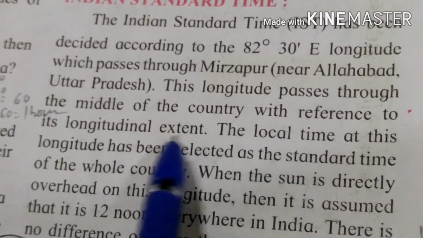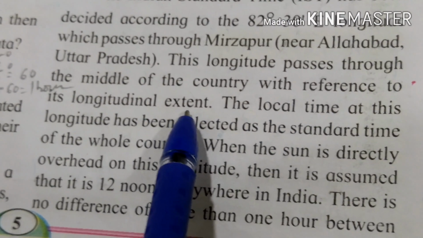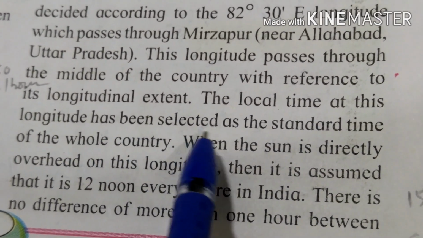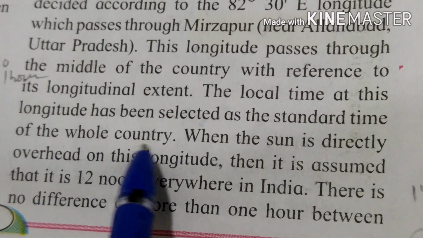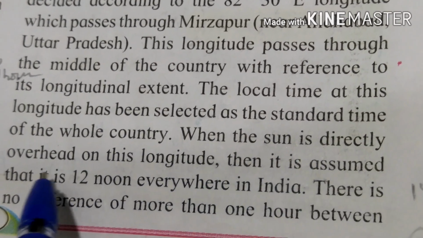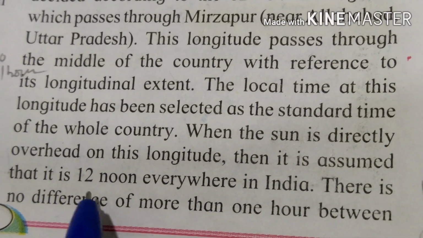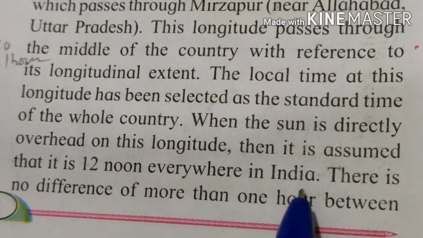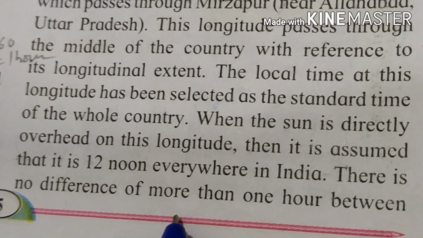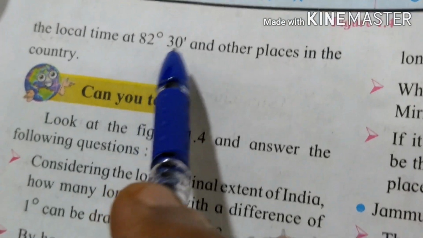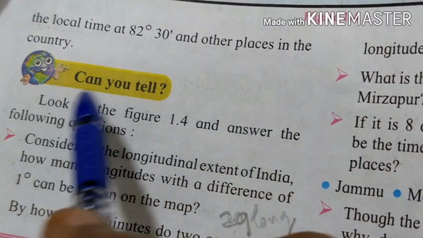Now this longitude passes through the middle of the country with reference to its longitudinal extent. The local time at this longitude has been selected as the standard time of the whole country. When the sun is directly overhead on this longitude, then it is assumed that it is 12 noon everywhere in India. There is no difference of more than 1 hour between the local time at 82 degree 30 minutes and other places in the country.